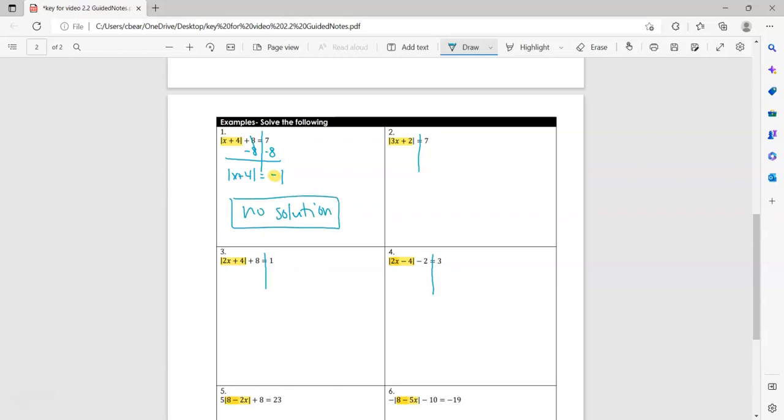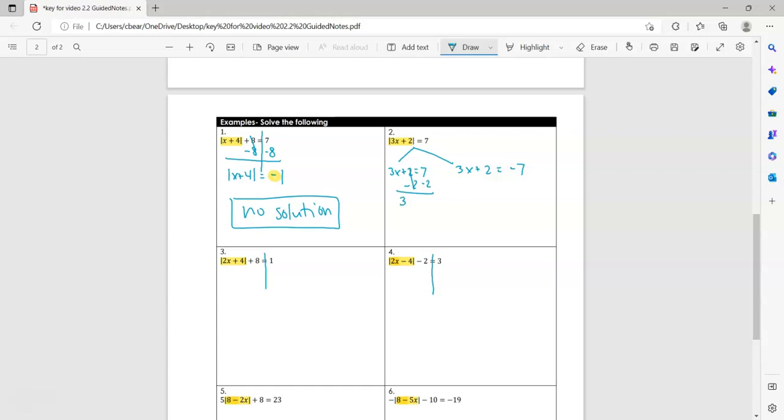Now the next one, I don't have to get the absolute value by itself because it already is by itself. So let me erase that line I drew. Since it's equal to a positive number, we can make our two equations. So 3x plus 2 will equal 7. That's the equation that gets you on the right side of the number line. And then we also have 3x plus 2 equals negative 7. Remember, now that I'm removing the absolute value bars, it's okay to just have a normal equation equal a negative. So these are two steppers.